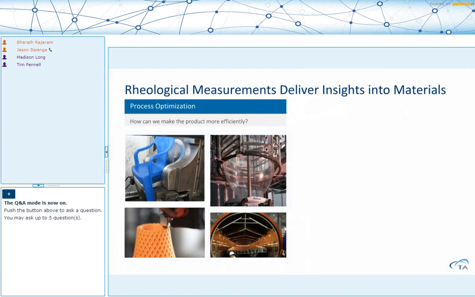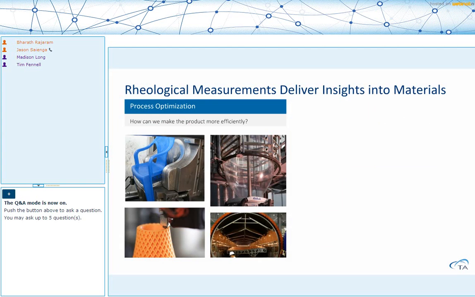So what kind of problems does rheology help you solve? Rheological measurements help deliver insights into materials, whether it's from process optimization or product performance. When looking at process optimization, it helps us understand how we can make this product more efficiently, whether it's injection molding, film blowing, curing thermosets, or something like additive manufacturing.